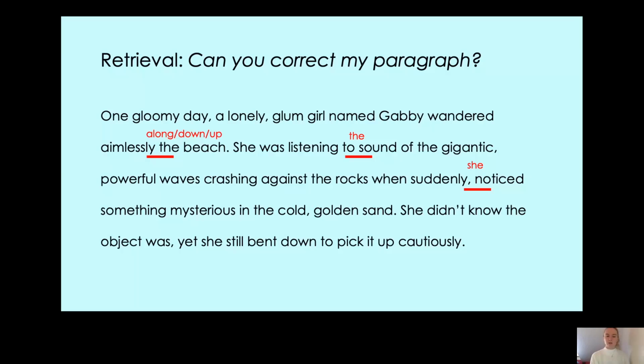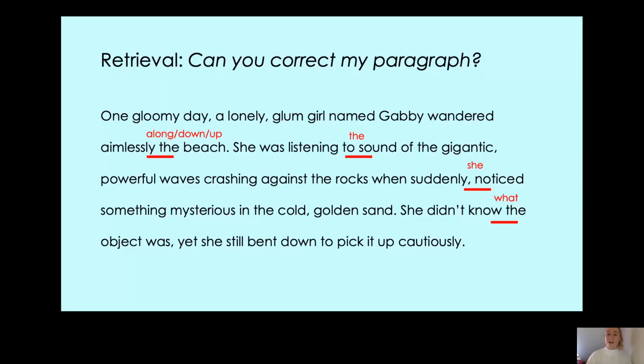She didn't know the object was. I think we're missing a question word out here. Because if we asked a question, we'd say, what is the object? So we need the word what here, the question word what, but where? She didn't know the what object was. She what didn't know the object was. She didn't what know the object was. She didn't know what the object was. There we go. So we need to add what there. She didn't know what the object was, yet she still bent down to pick it up cautiously. Brilliant. We've corrected all of those sentences by filling in the missing words.